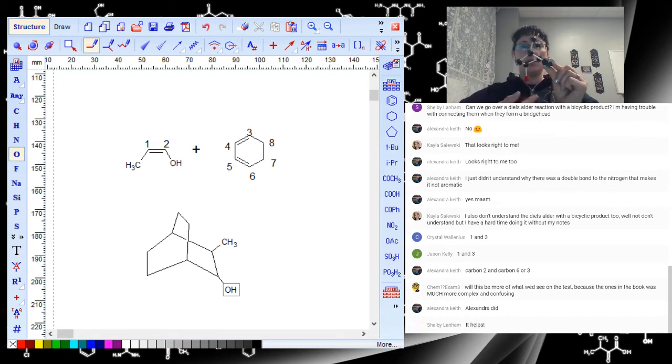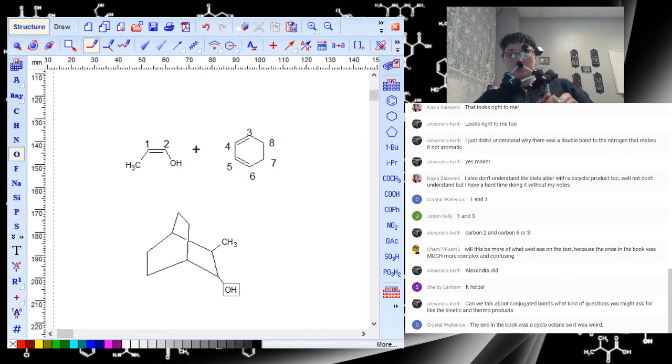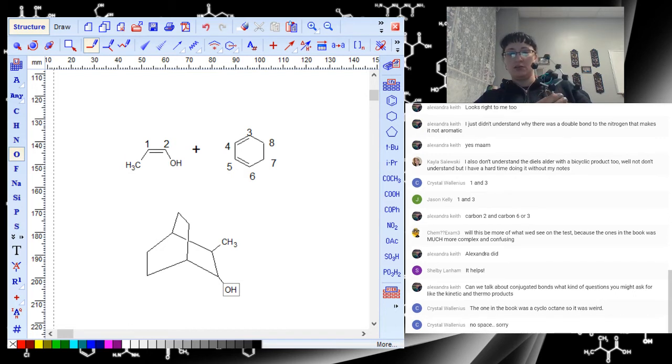So here, thanks, Shelby. I'm talking about conjugated thermo. So in the book was a cyclooctane. You could do a cyclooctane too, the same way, but just make a model and then you can see it. Was the cyclooctane the diene, or was it the dienophile? Okay.